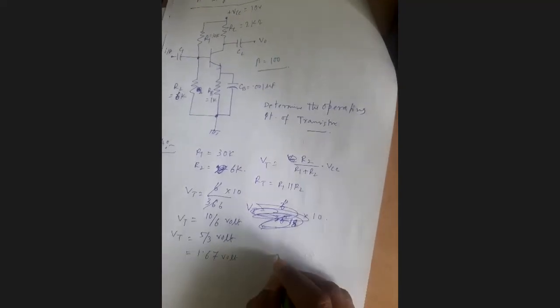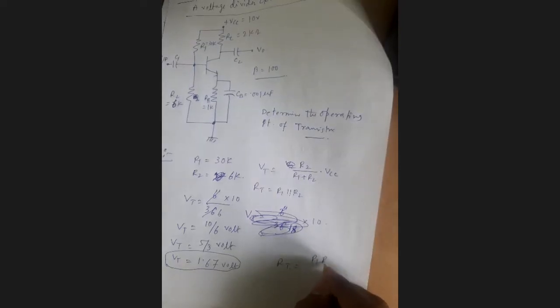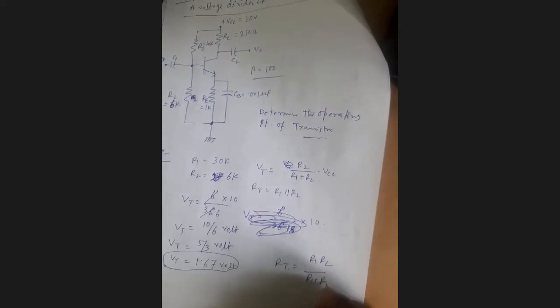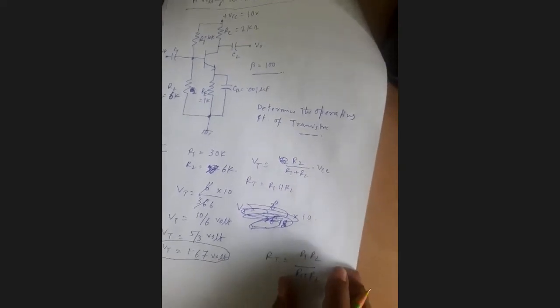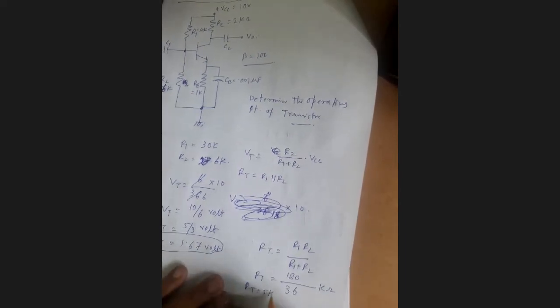And what is the value of RT? What is the value of RT? R1 parallel R2, that is R1 R2 by R1 plus R2. R1 R2 means 180 by 36 kilo ohm. 5. Yes, so RT equals 5K. So RT equals 5K.